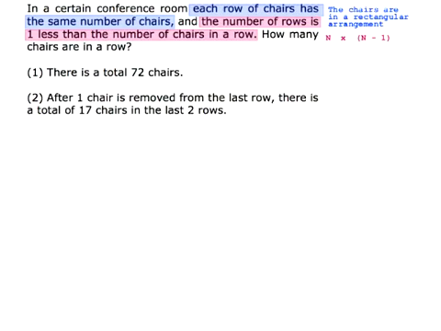Well, so you know what that means, right? In other words, it could be 1 row of 2 chairs, it could be 2 rows of 3 chairs, it could be 3 rows of 4 chairs, etc. And this is all of the possibilities that you could have.